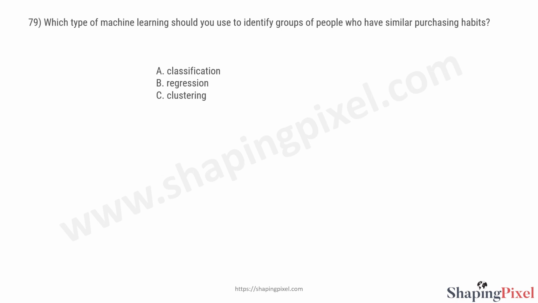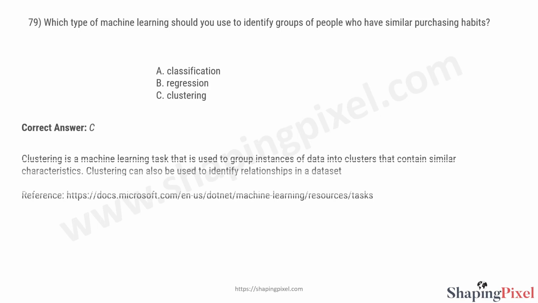Question number 79. Which type of machine learning should you use to identify groups of people who have similar purchasing habits? And we have the following three options: classification, regression, clustering. So the right option here is option C, clustering. Clustering is a machine learning task that is used to group instances of data into clusters that contain similar characteristics. Clustering can also be used to identify relationships in a data set.